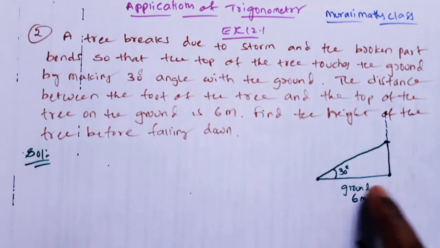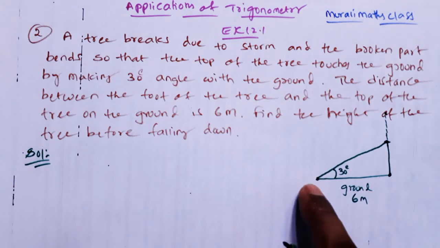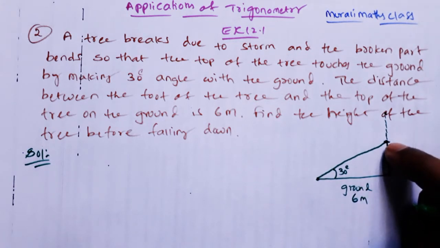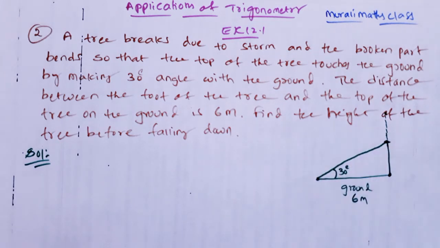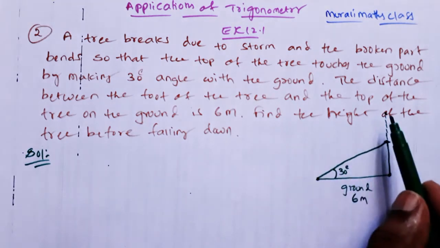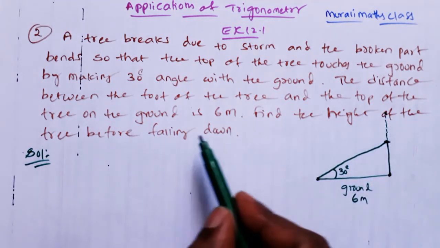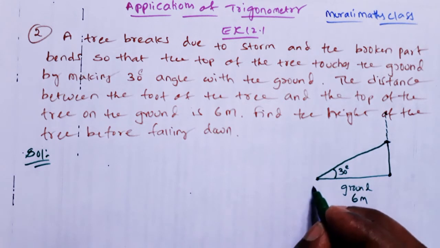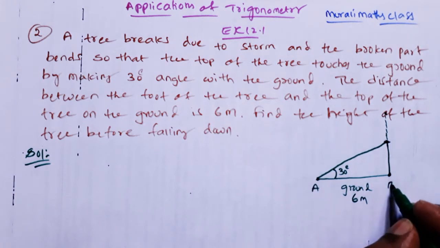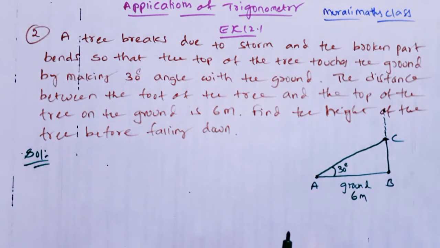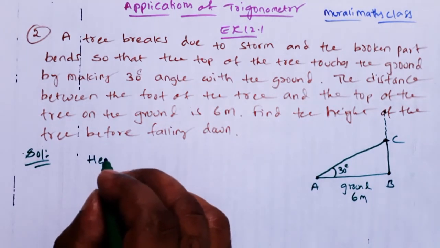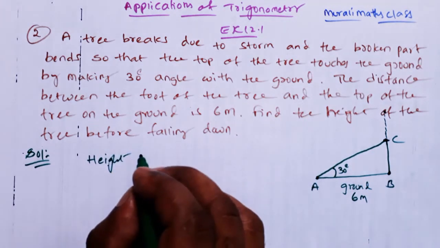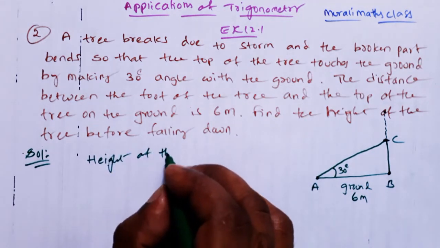Foot of the tree, top of the tree. At this point it is breaking and falling down like this, okay. So the total distance from the foot to the top of the tree is 6 meters. What is the height of the tree before falling? Let us give the names A, B, C. Height of the tree means what?